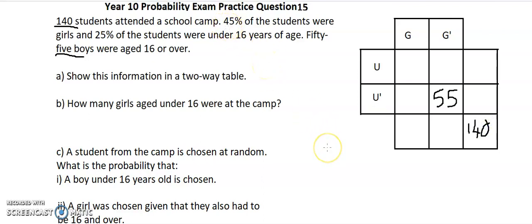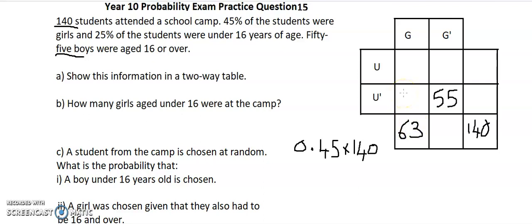45% of the students were girls, so that is 0.45. And that means we need to go 0.45 times 140. And that gives me 63. So that means I'm putting 63 over here.